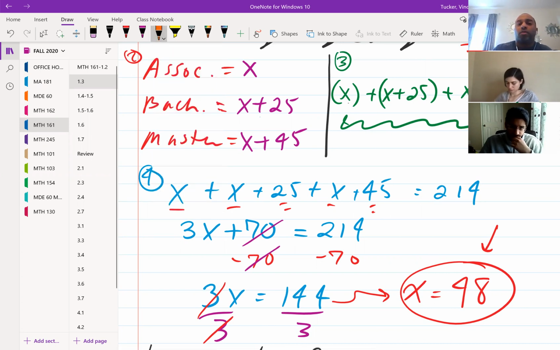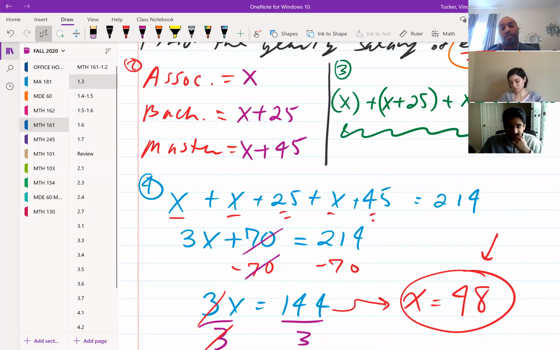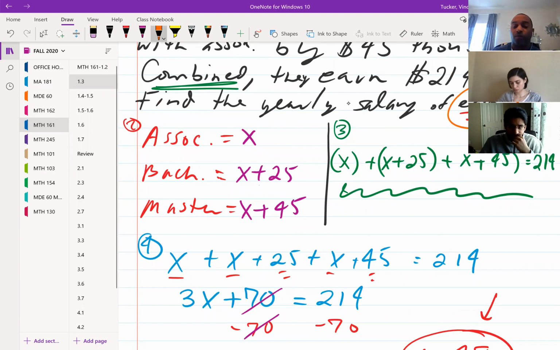All right. So now it says find the yearly salary of each. So if you plug in 48 as your answer, it will probably be incorrect. I think MyMathLab will give you a box for each one, so you probably know something else is needed. But if it was a written test and you just wrote 48, the teacher reserves the right to mark it wrong or give you partial credit, because x equal to 48 only tells you about what the associate earns. But then you have to plug in 48 right here.